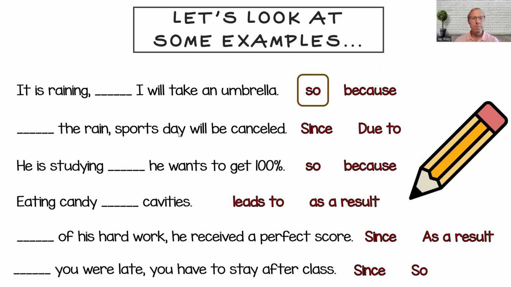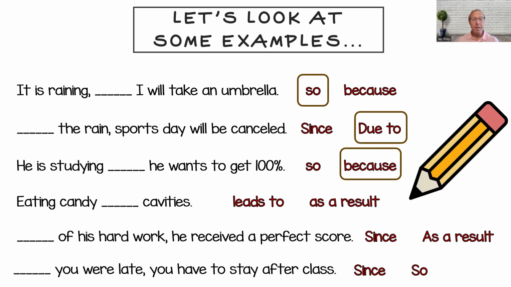Blank the rain. Sports day will be canceled. Since the rain or due to? I'm highlighting the cause here. Due to. Due to the rain, sports day will be canceled. He is studying blank. He wants to get 100%. He's studying so he wants to get 100% or because? Because. The reason why he's studying is because he wants to get 100%.